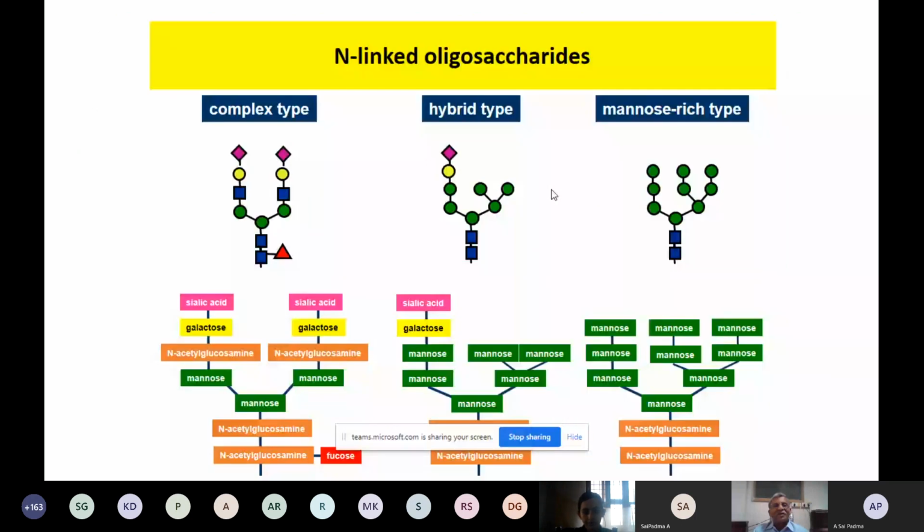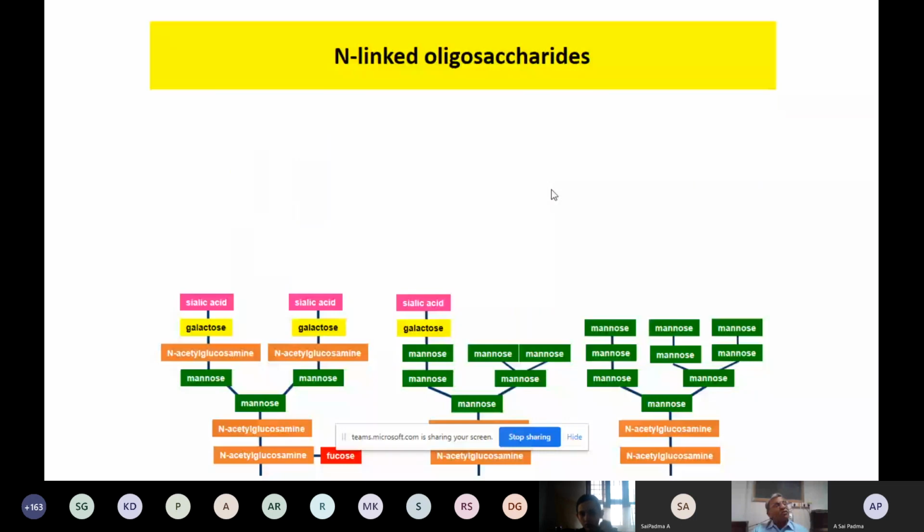Now, among the different oligosaccharides present in the glycoproteins are the N-linked oligosaccharides, because a large number of glycoproteins in the cells comprise N-linked oligosaccharides. And this oligosaccharide, can click once more.